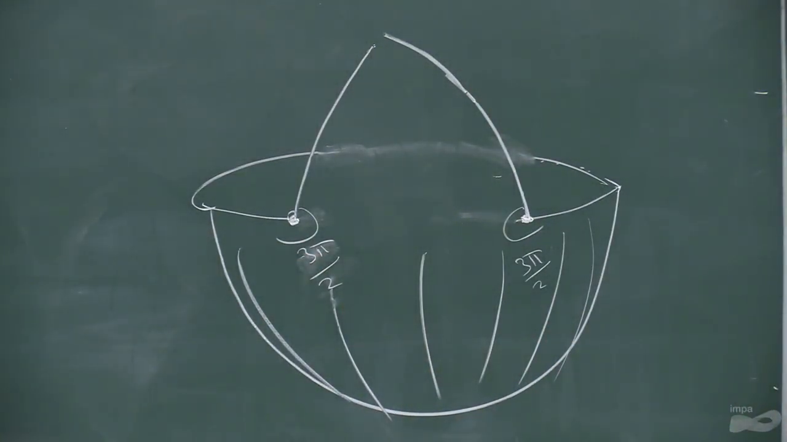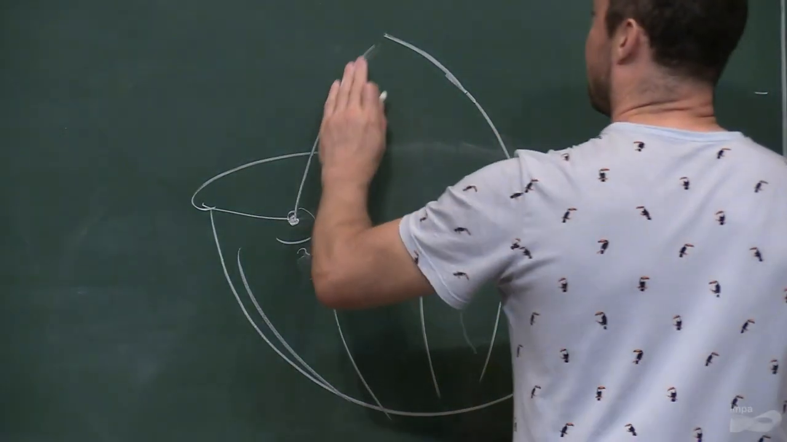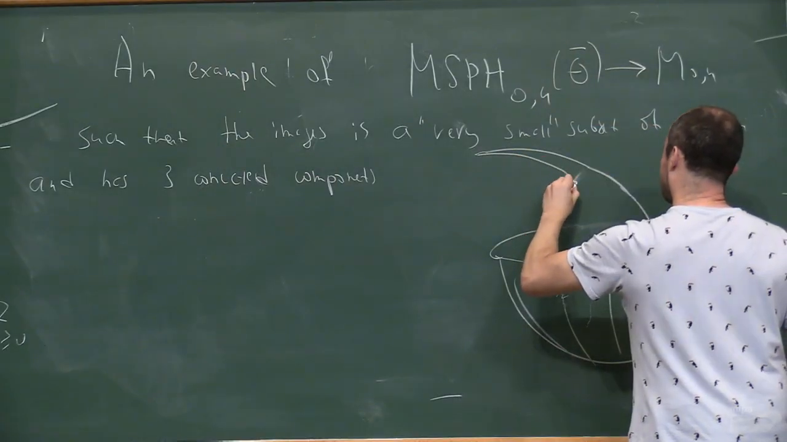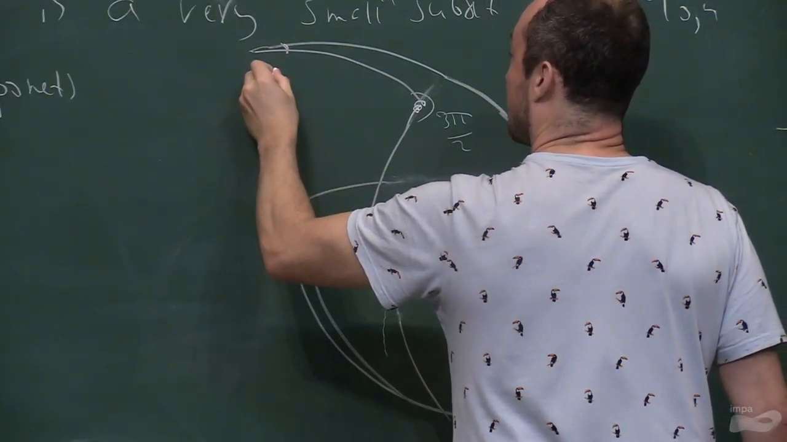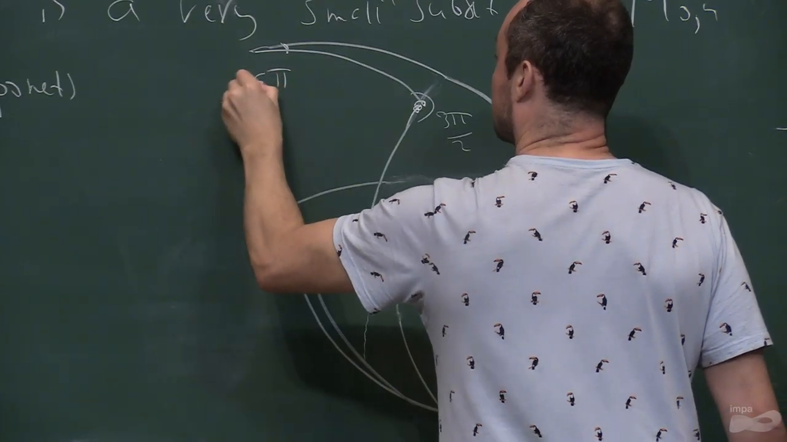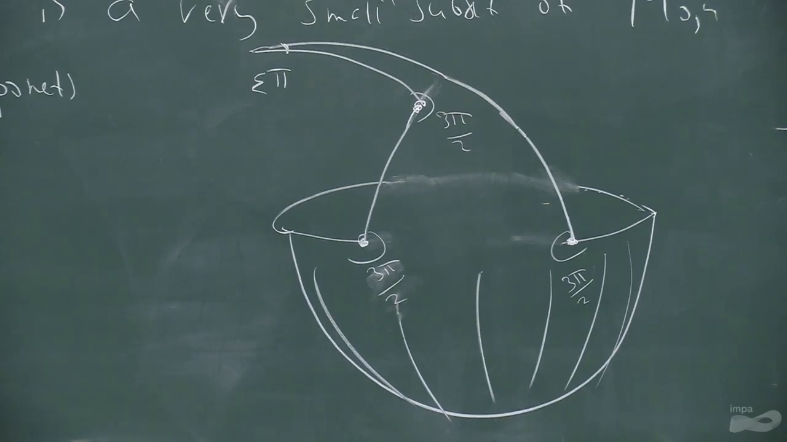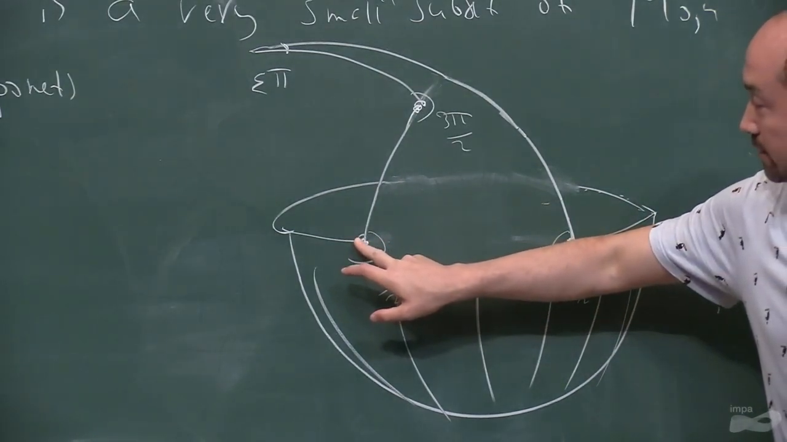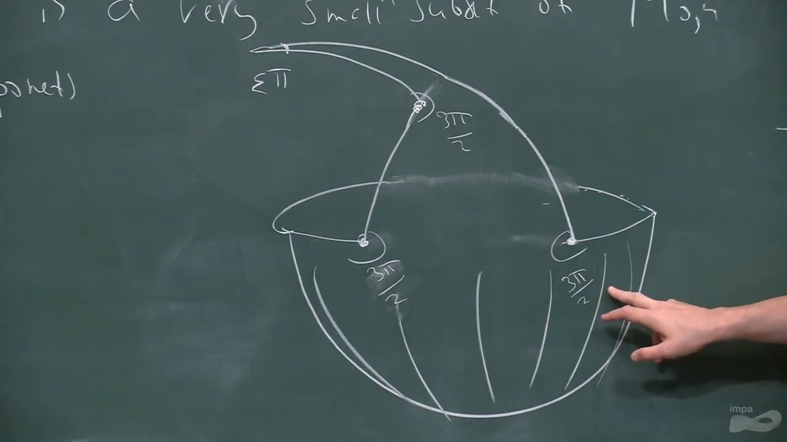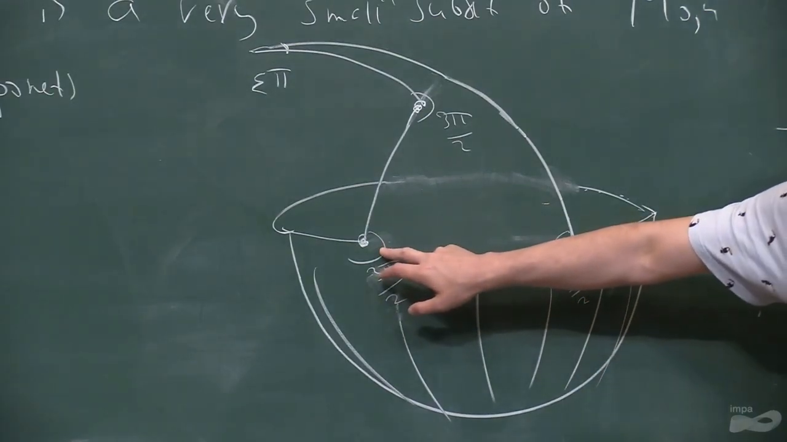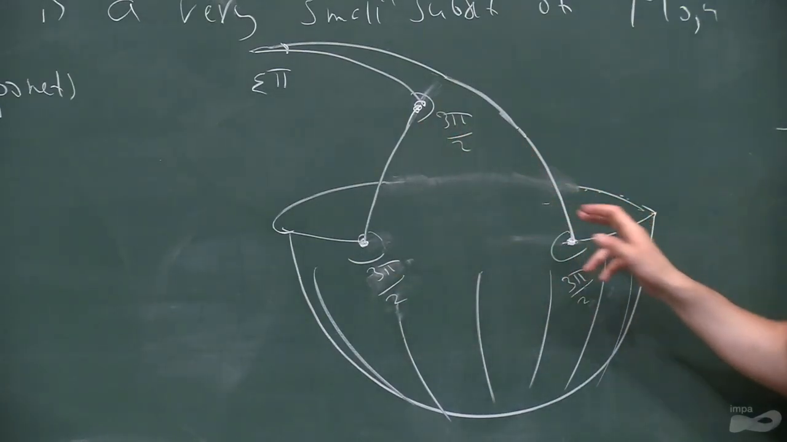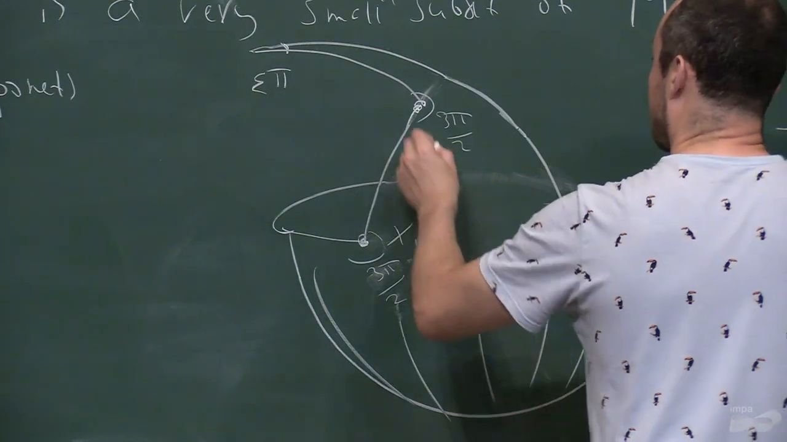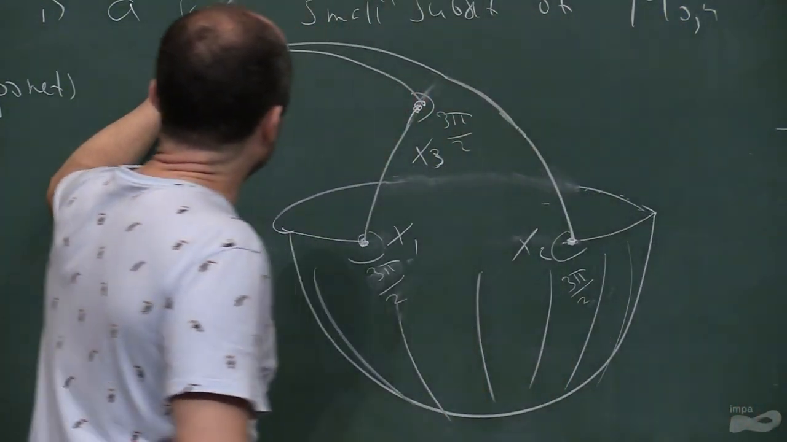And finally, you also have a certain addition here. You have something like this, okay? So this angle is, again, 3 pi divided by 2. And this angle is very small, I don't know, pi epsilon. So this is clearly a polygon with four conical points. It's a quadrilateral with four angles, and three of these angles are just the same. Let me denote them by x1, x2, x3. And now, at this point, let it be x4.